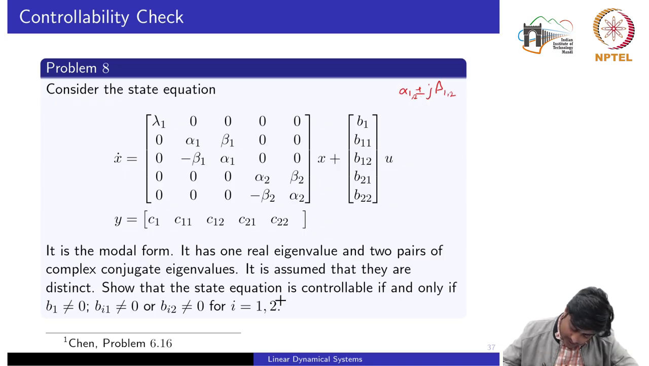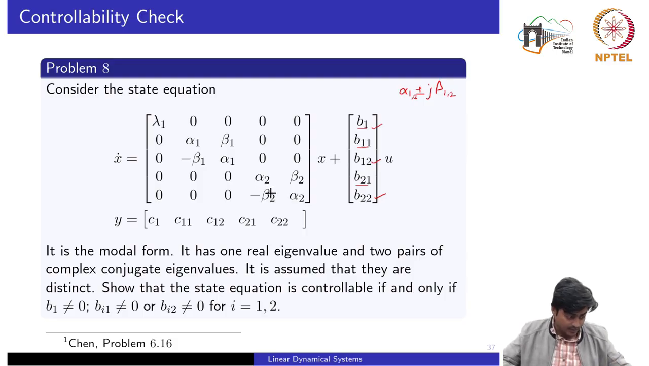Here we need to show that the state equation is controllable if and only if B1, B11 and B21 are non-zero, or B1, B12 and B22 are non-zero. So directly by checking the condition of the B matrix, we can comment on the controllability of an LTI system once the A matrix is given in the modal form. We'll see the proof of this, but this is also one good result.